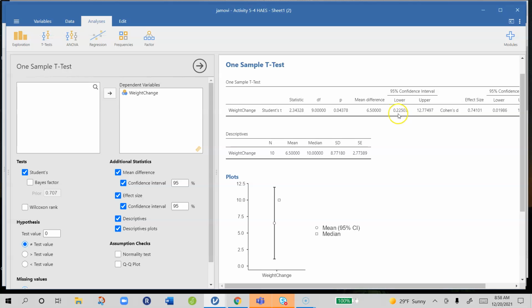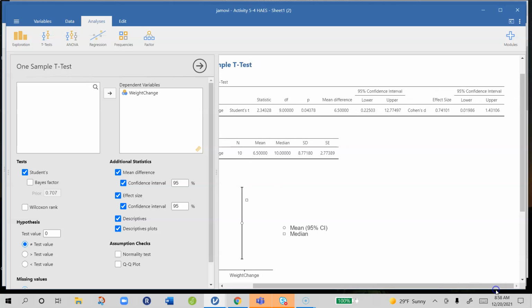If we want to look at the size of the effect, we can look at the raw scores. Our mean difference is 6.5, and we're 95% sure that the true mean difference is somewhere between 0.23 and 12.77. That's a pretty wide confidence interval.